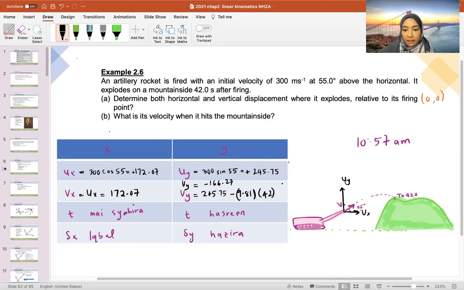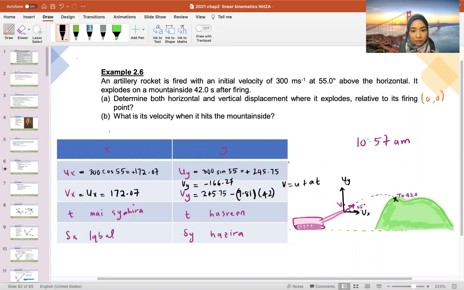So Isman pakai V equals to U plus AT dalam equation ni. Dia pakai time equals to 42 seconds sebab dia nak cari velocity kat hujung ni. Dekat hujung when it's landing, right? So dia kena pakai 42 seconds and the U ni masuk U macam biasa je lah. So jawapan dia V equals to minus 166.27. Thank you so much Isman.